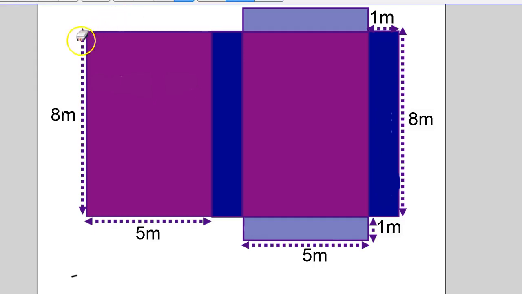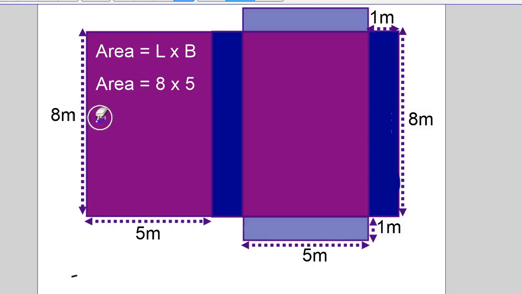So, this first, the big face here, the front of the box, 8 times 5. That is how we're going to find the area. So area is length times breadth. Area is 8 times 5. And what is 8 times 5, guys? Well, if you said 40, you were correct. And of course, they are square meters because we're talking 2 dimensions.